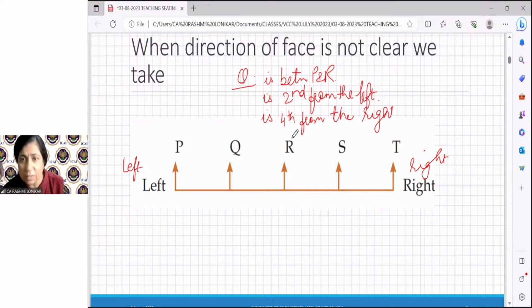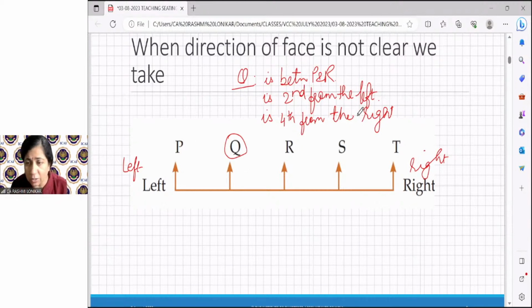So just seeing a row can give you so much information, or using this information, you can place the people. Suppose I'm talking about Q. Q is second from the left. It is fourth from the right. It is between P and R. So that is how we can say.